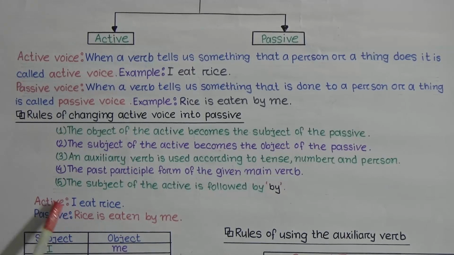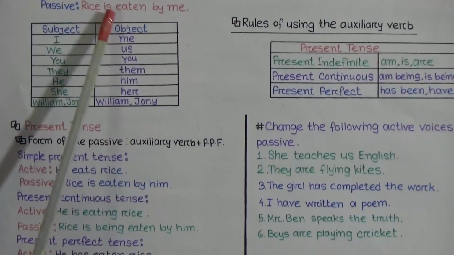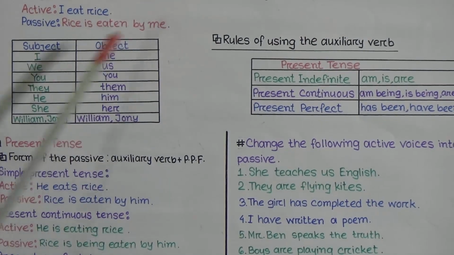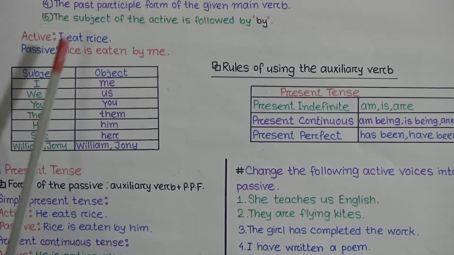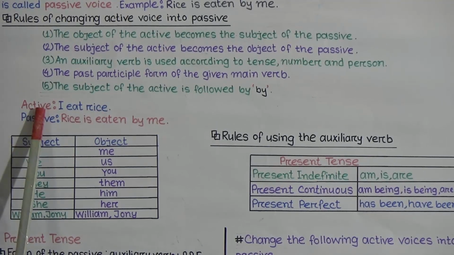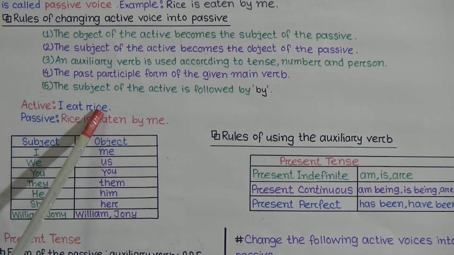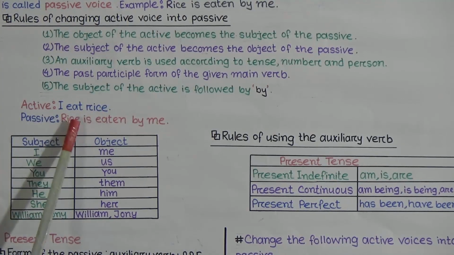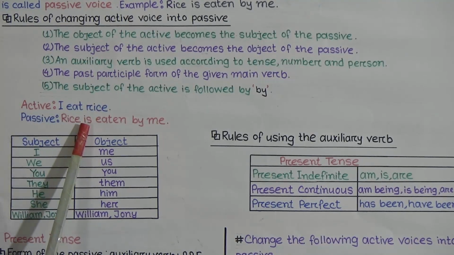So for example, for active, I eat rice. And for passive, we can say rice is eaten by me. Students, look, according to our rule, for passive voice we have to use the object from active voice. In active voice, the object is rice, and in passive voice we have used it as subject, and then we have to use an auxiliary verb.